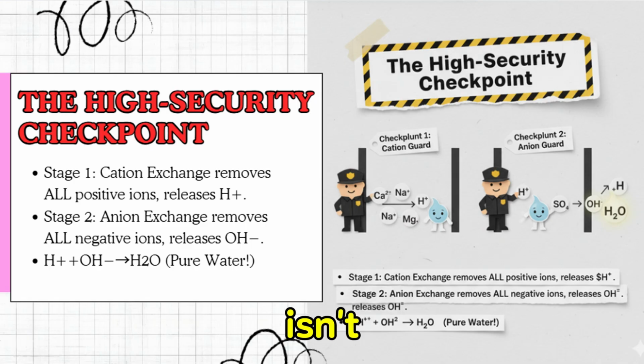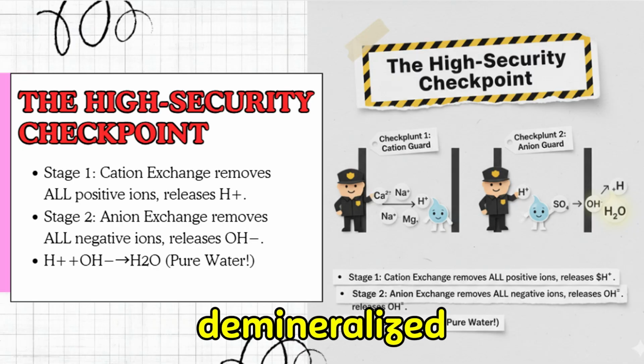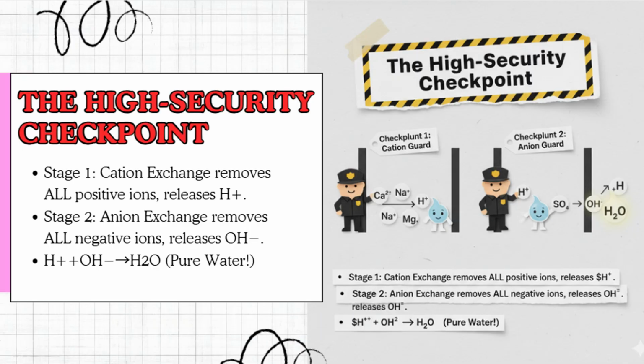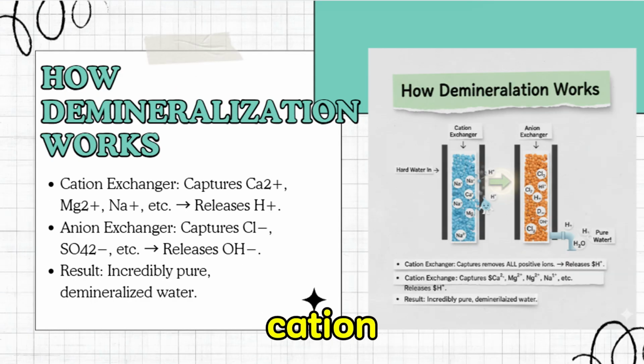The result isn't just soft water, it's incredibly pure, demineralized water. Regeneration here is also a two-step process. The cation guard is regenerated with a strong acid to give it a fresh supply of H+ ions. The anion guard is regenerated with a strong alkali, like sodium hydroxide, to resupply it with OH- ions.